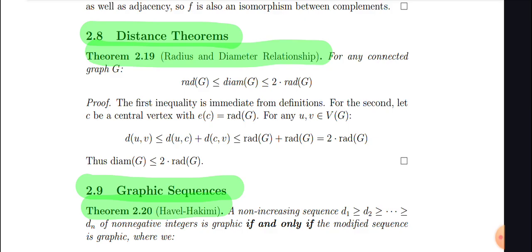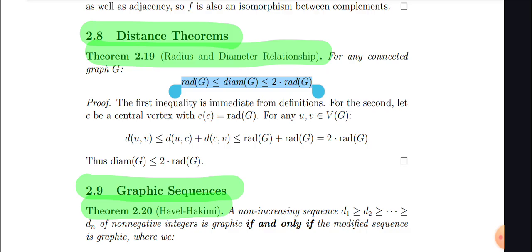Specifically, the inequality radius ≤ diameter ≤ 2 × radius. The first part is trivial. Minimum eccentricity is always less than or equal to maximum eccentricity. The upper bound is a powerful constraint. It is. The proof relies on locating a central vertex, c, one that achieves the minimum eccentricity, the radius.